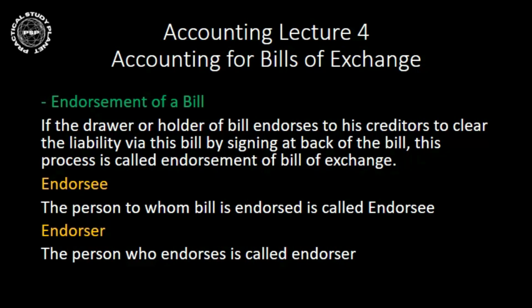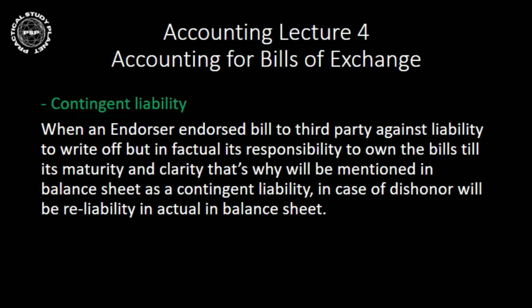Contingent liability. When an endorser endorses a bill to a third party to write off a liability, in fact his responsibility for the bill continues till its maturity and clearance. That's why it will be mentioned in the balance sheet as a contingent liability. In case of dishonor, it will become a liability in the actual balance sheet.